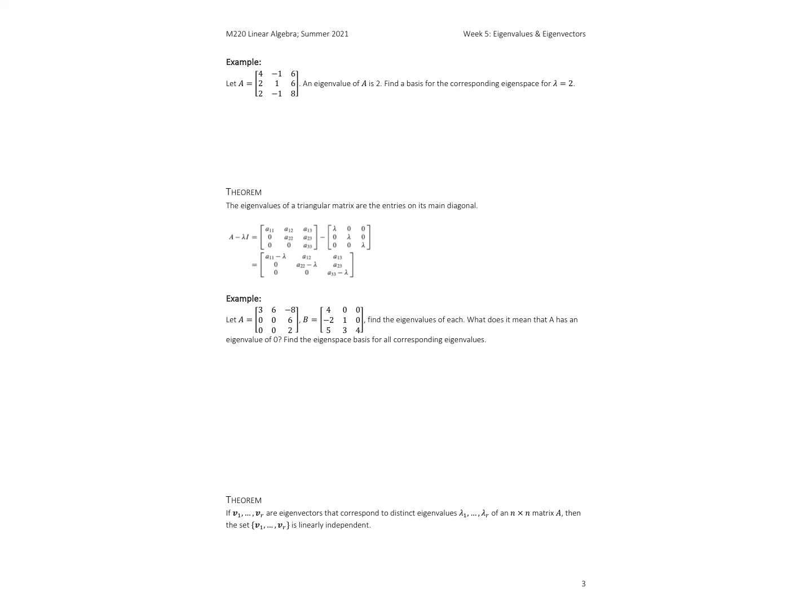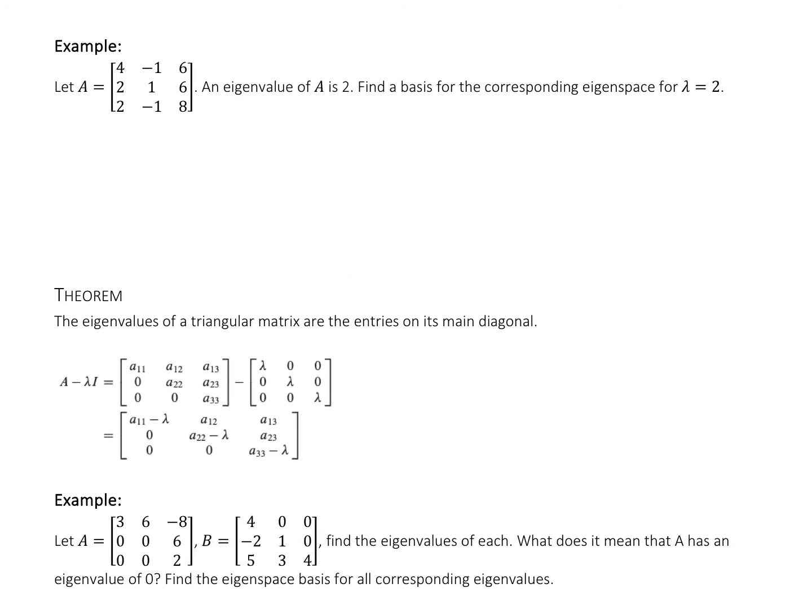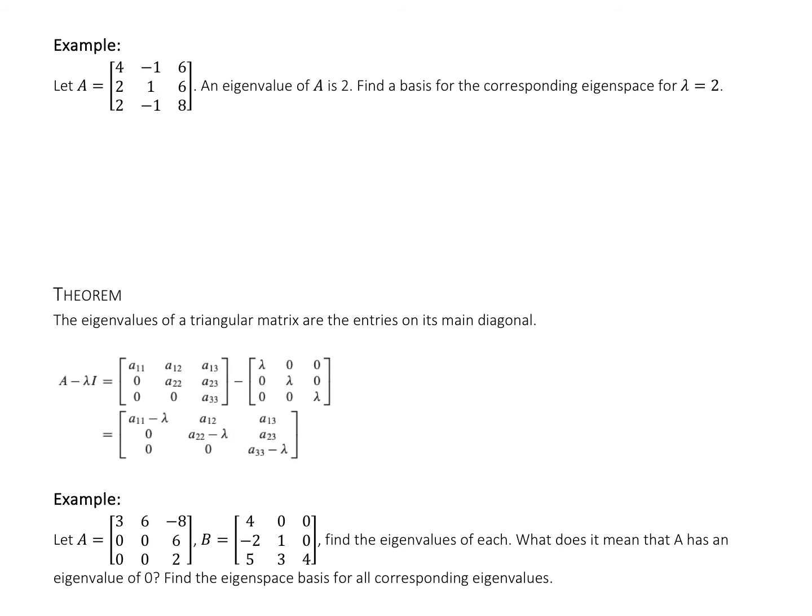We're back. We're back to talk about some eigenspaces. All right, so we're moving up in the world. Now I have a 3 by 3 matrix.